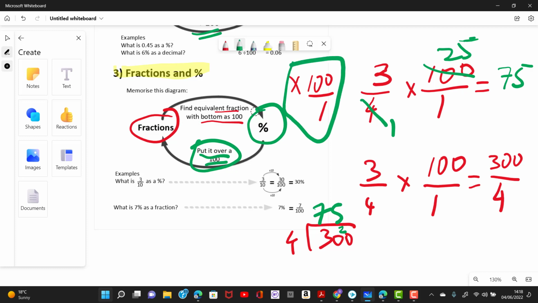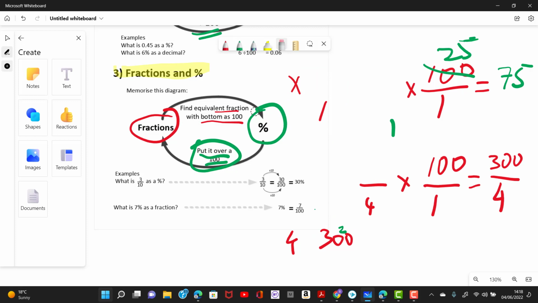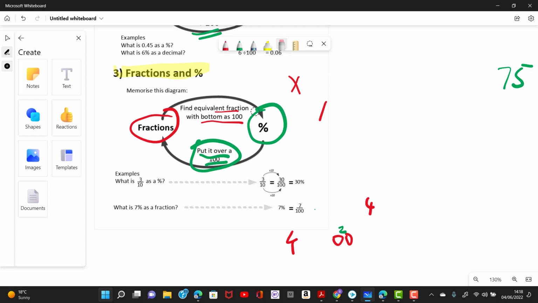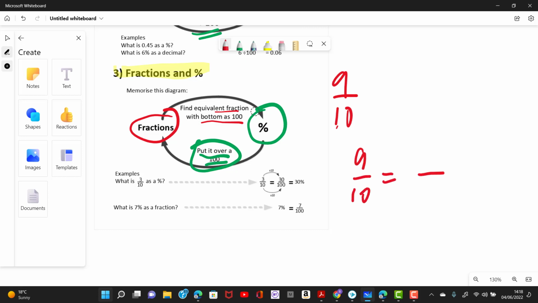Times by 100. The book does it slightly differently. Let me just quickly go through the book's way, just in case you're interested. If you've got 9 over 10 and you want to put it as a percentage, put 9 over 10 as an equivalent fraction over 100. To get there, times by 10, times by 10, which is 90, which equals 90%.